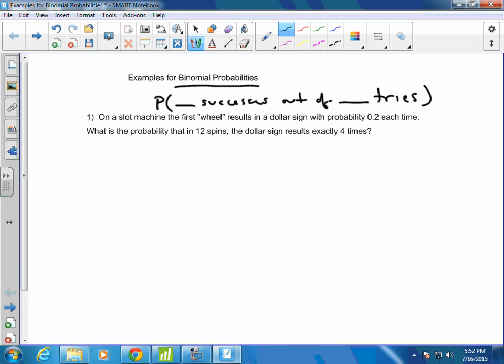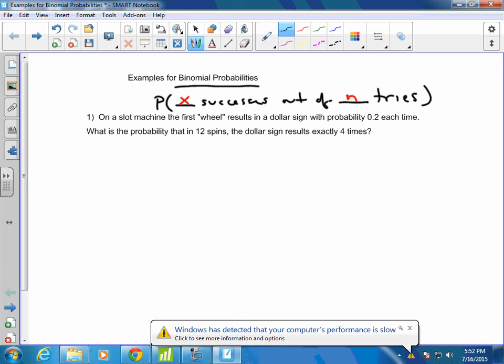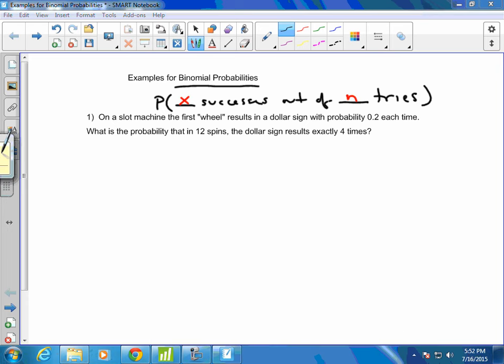What we're going to do is let x represent the number of successes and n represent the number of tries. Okay, so let's take a look at this first problem. On a slot machine, the first wheel results in a $ sign with probability 0.2 each time. That's important because one of the criteria for these binomial problems is that when you repeat a trial, the probability of what you call a success and what you call a failure remains the same each time. So here we can say, let's call a $ sign a success. The probability of a success is 0.2 for every trial.